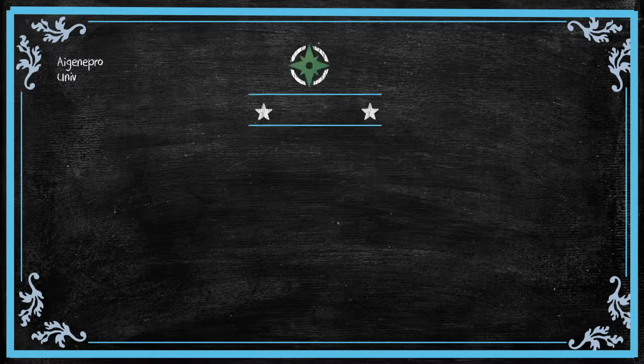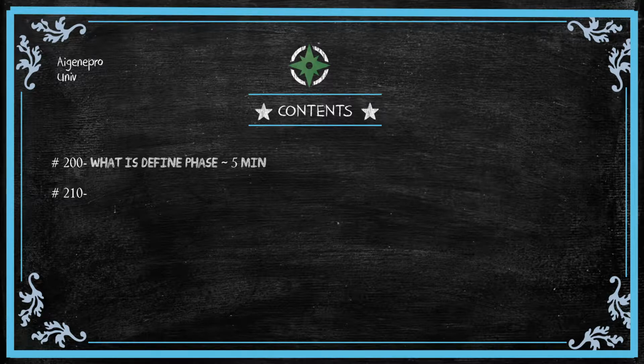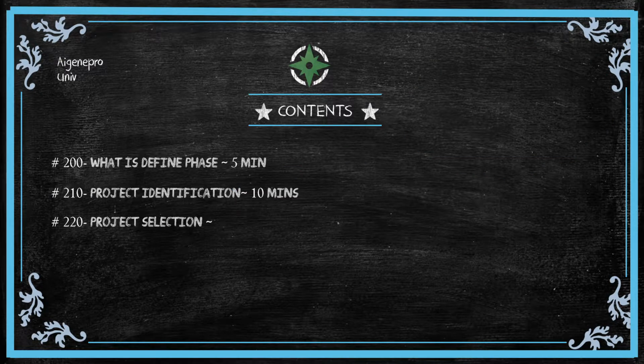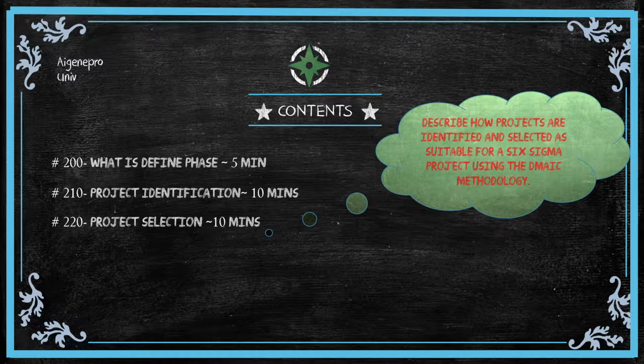Welcome to IAGNPro's course on Define Phase in Six Sigma DMAIC methodology. This course is broken into easy-to-assimilate, just-in-time modules, which are, what is define? Followed by the course on project identification, where we learn about voice of the customer and how they are converted to CTQs. Next is course number 220, project selection, where we learn how projects are selected.